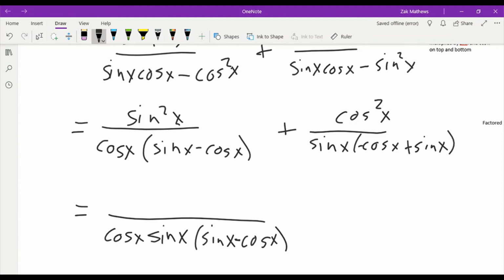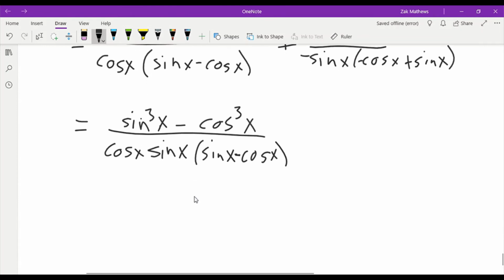If I think about how I got that common denominator, well, this one was missing the sine x, so this is going to become a sine cubed. And this one was missing the cosine x. And the reason I pulled the negative there is because we talked about pulling that negative out of that sine. So that negative I'm just pulling up here with the cosine. So we'll have cosine cubed there. And so now we have added with a common denominator.